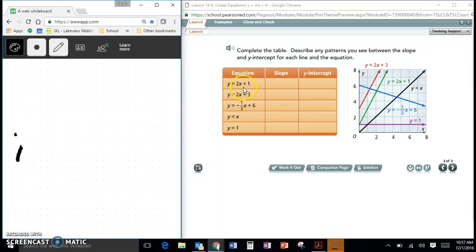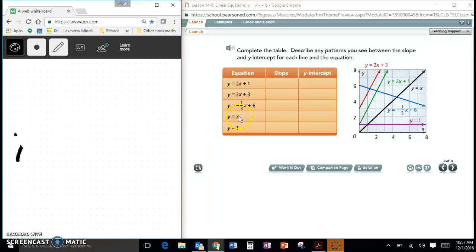So if we look at y equals 2x plus 1, the slope is 2, the y-intercept is 1. Remember, our slope is whatever is next to the x. Y equals 2x plus 3, our slope is 2, our y-intercept is 3. Y equals negative 1/3 x plus 6, our slope is negative 1/3, our y-intercept is 6.